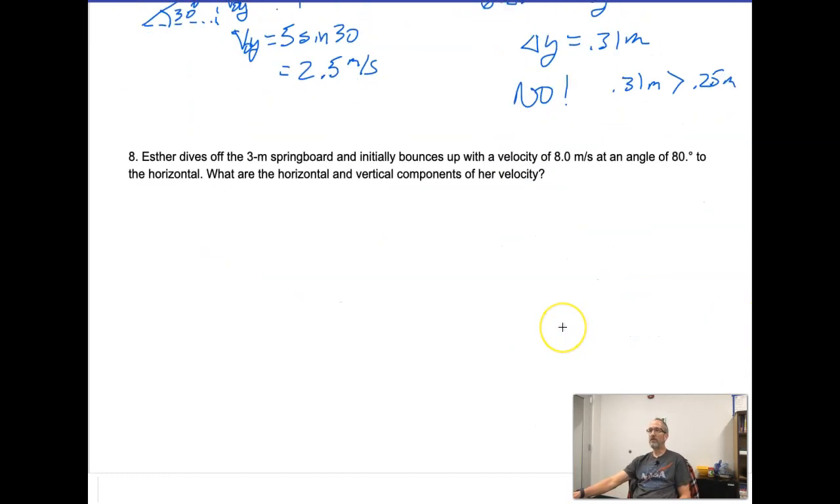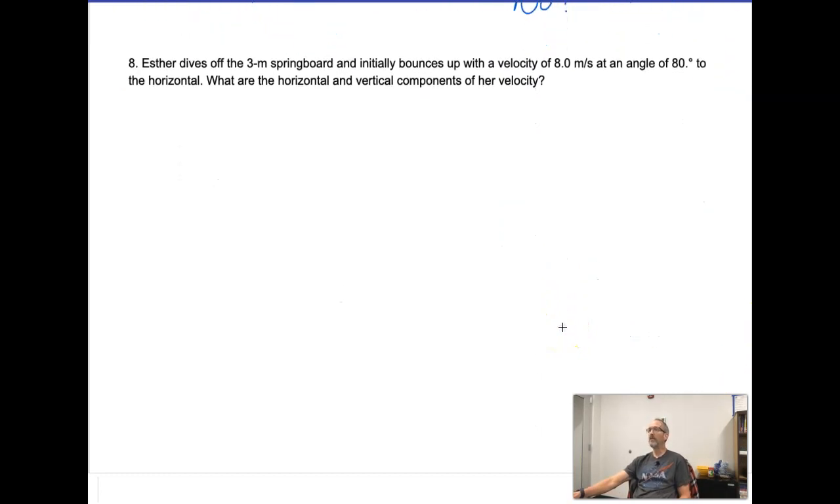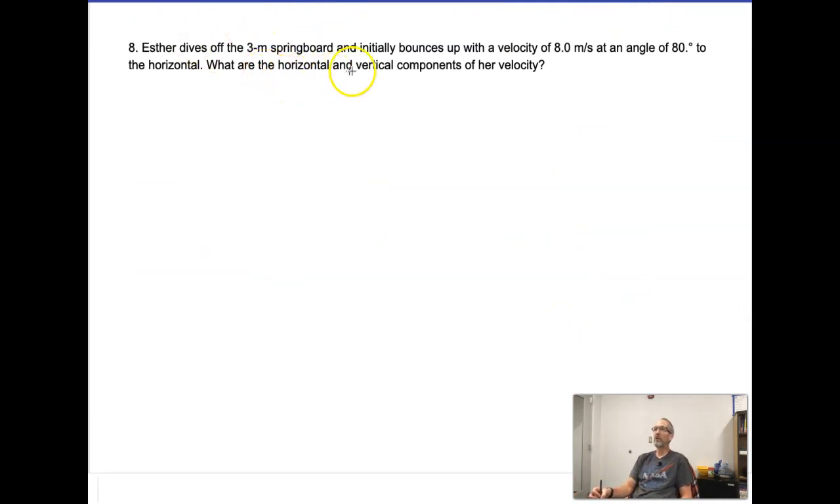Last question. Esther dives off a 3-meter springboard and initially bounces up with a velocity of 8 at an angle of 80 degrees. So she is going this direction, 8 meters per second. That is our original velocity. And we know that the angle here is a whopping 80 degrees. So really it's going to look more like this. But we're going to just leave it the way it is because we're not too worried about what it looks like.